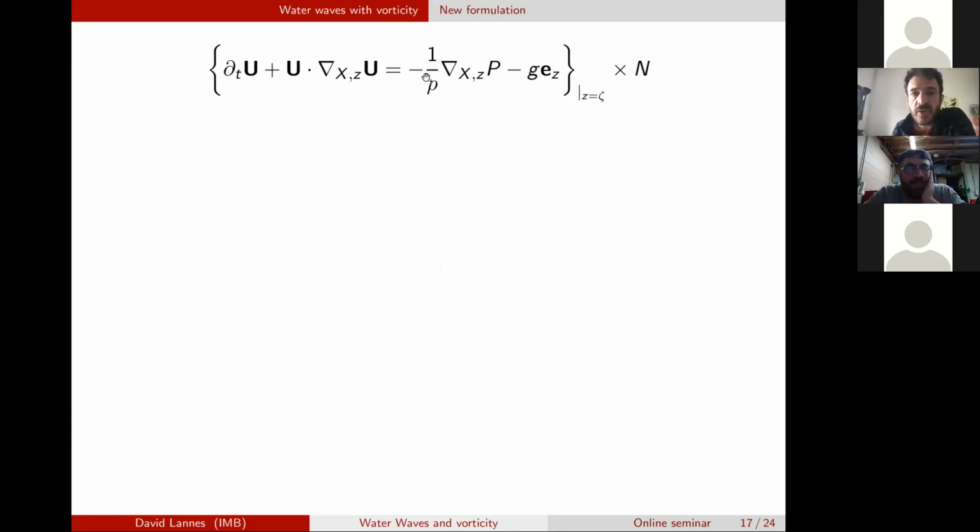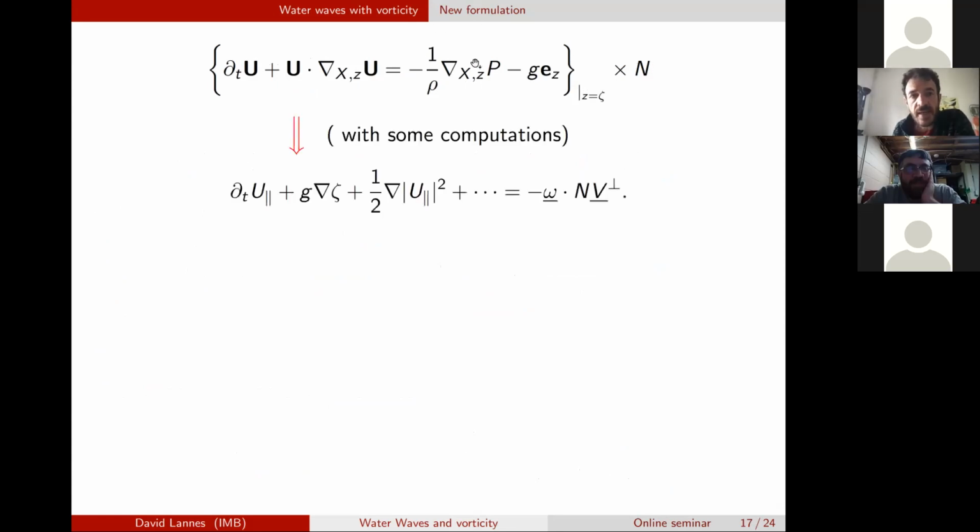So this is what we do. We take Euler equation, take the trace at the surface, take the cross product with n to eliminate the pressure term, and after some computation, what you obtain is an equation on this quantity u parallel. So this is a vector in R2, okay, plus g grad zeta, so horizontal gradient of zeta, plus 1/2 of grad of u parallel square, plus some other terms. And as a source term, you have a term which is related to the normal component of the vorticity evaluated at the surface.